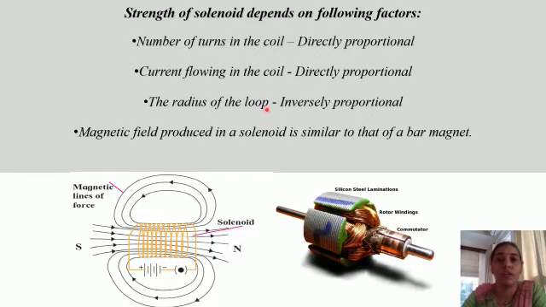So in most of the devices we find that those which make use of electromagnets have very small radius of these loops, or the coils of the copper wire, and that is because the smaller the radius of the loop, the stronger is the magnetic field.